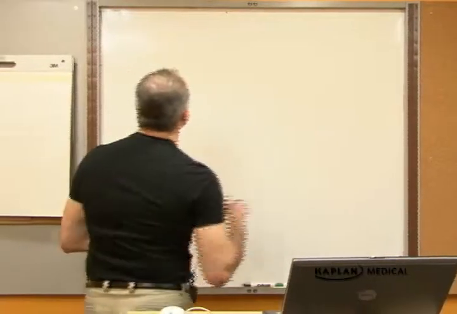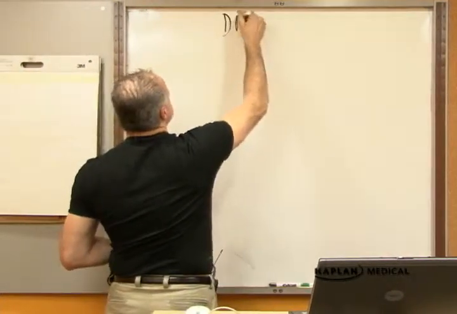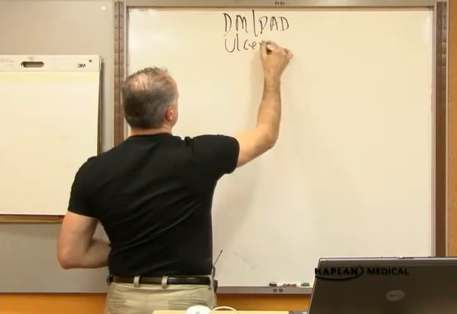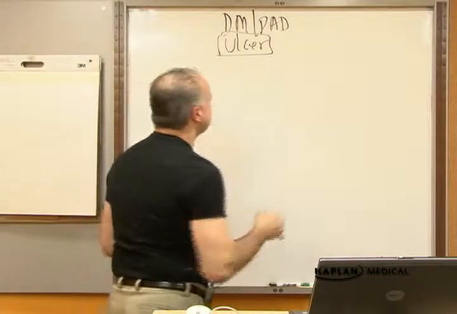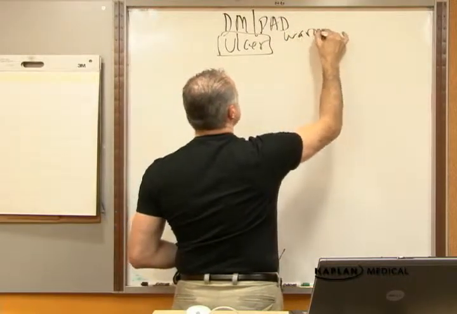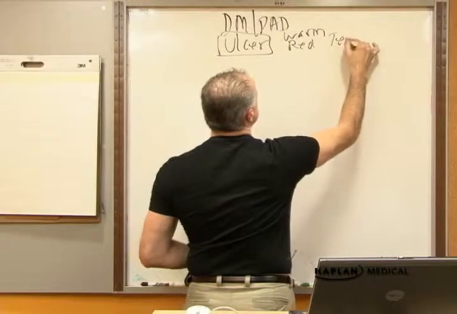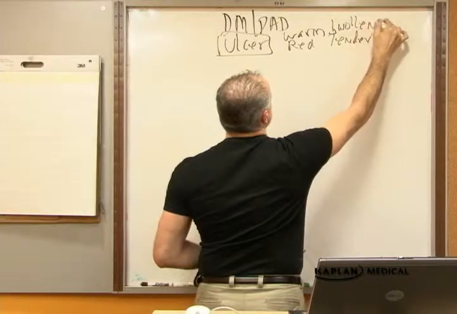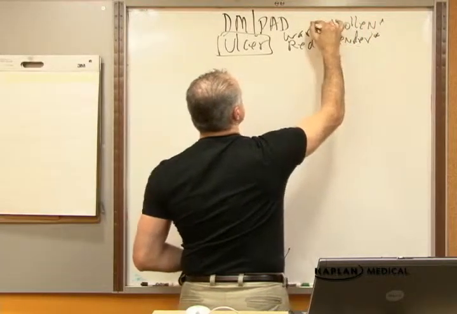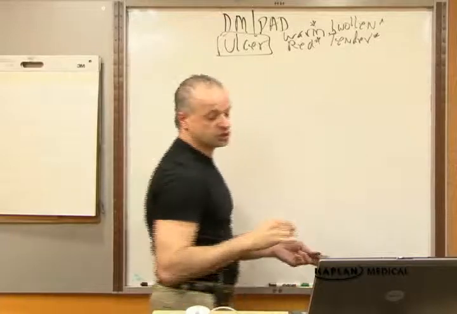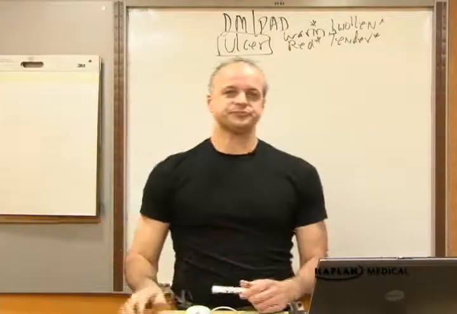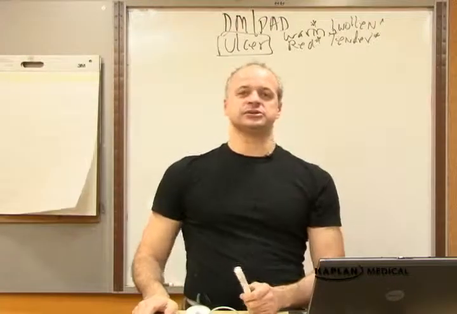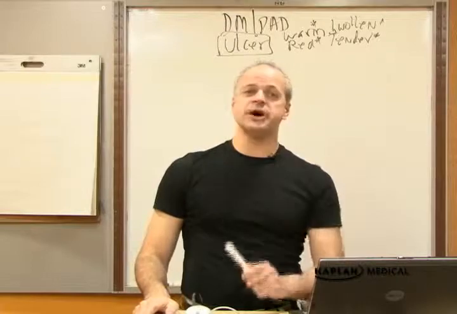In bone infections, the question is always this. You have a diabetic person with peripheral arterial disease, and they've got an ulcer. Ulcers are by definition warm, red, tender, and swollen. Now the question is, is that infection just in the skin, or has it gone into the bone?